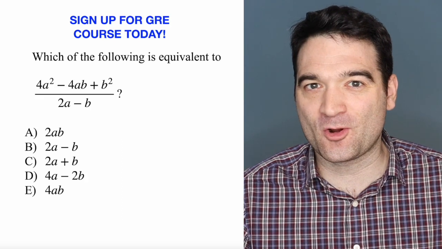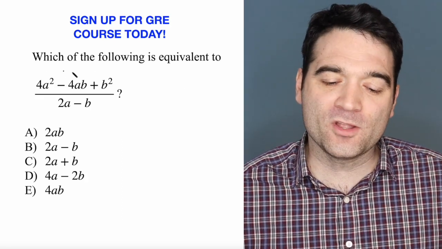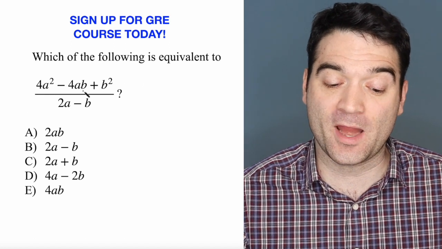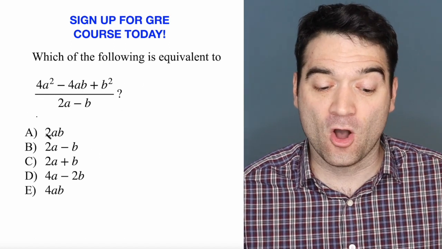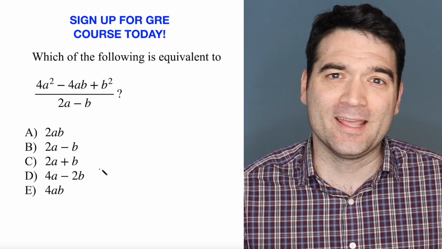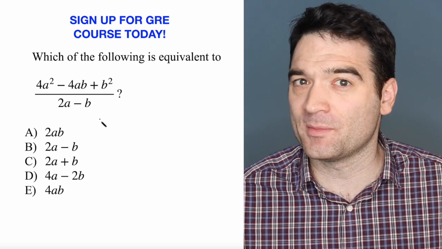Here's a GRE algebra question. Let's take a look. Which of the following is equivalent to 4a squared minus 4ab plus b squared, all over 2a minus b? All right, now let me just say you could solve this problem algebraically.